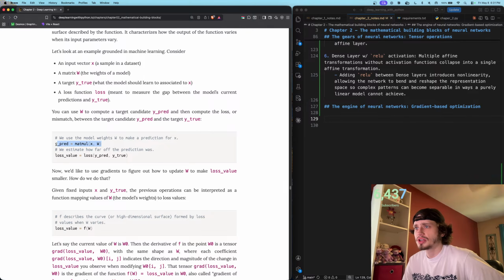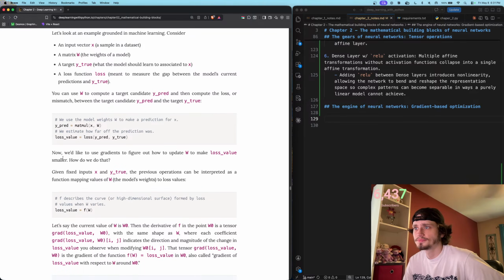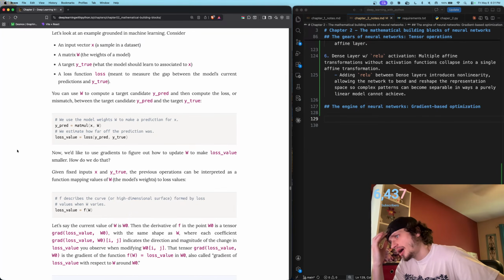So we can make some predictions by applying our input to our weights, right? This is a new representation, or a prediction for an output prediction. It might not be close to what we desire. We need to compute a loss value here, right? Now we'd like to use gradients to figure out how to update our weights to make the loss value smaller.